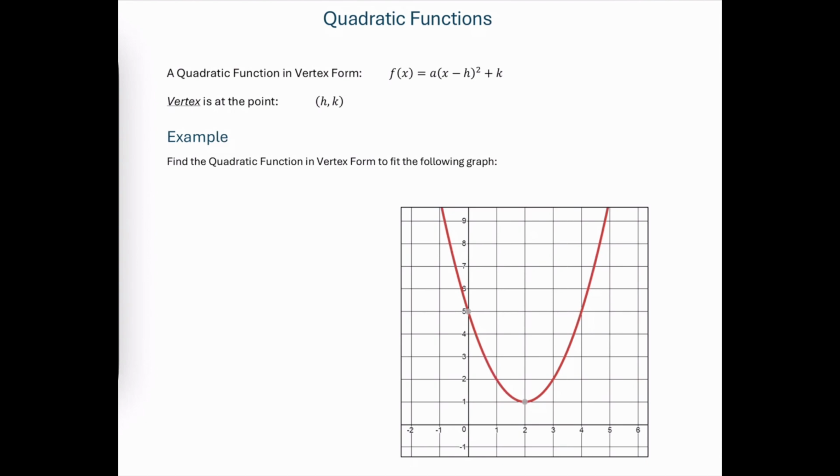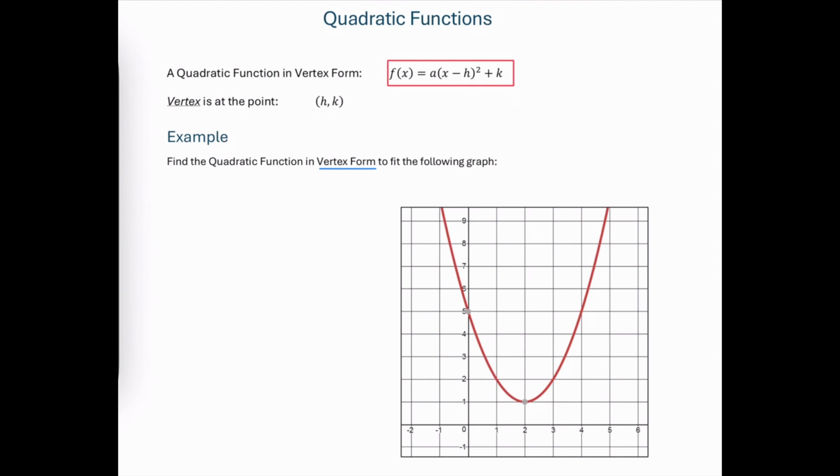Find the quadratic function in vertex form to fit the following graph. As a reminder, the vertex form of a quadratic function looks like this. f of x is equal to a times (x minus h) quantity squared plus k, and the vertex point is the ordered pair (h, k) that appears right here in the vertex form of the function.